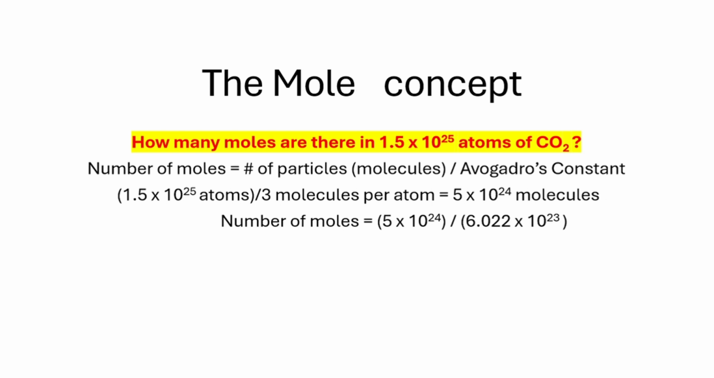So here we have taken the number of molecules and divided by the Avogadro's constant to give us the number of moles, which is 8.30 moles. This means 1.5 times 10 to the power 25 atoms of carbon dioxide will have 8.30 moles of carbon dioxide.